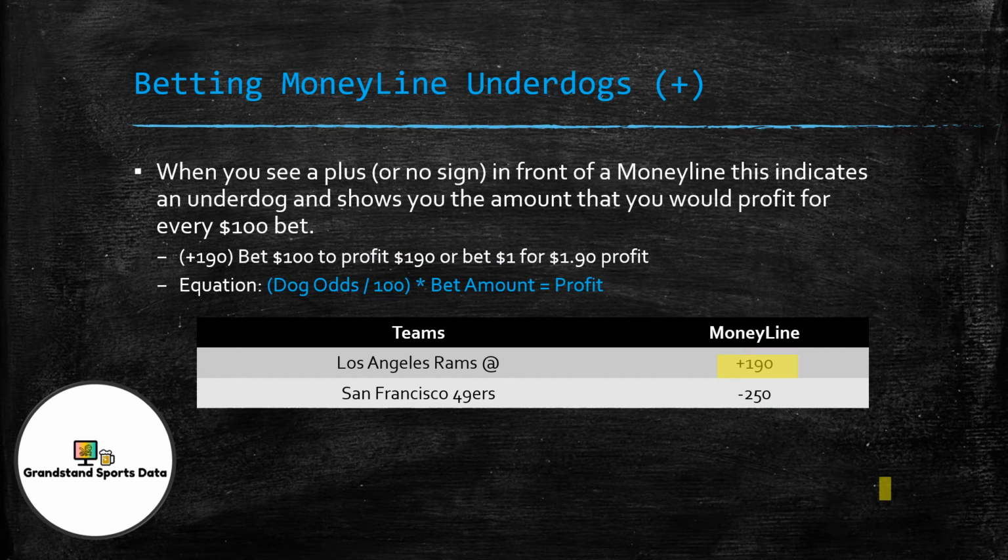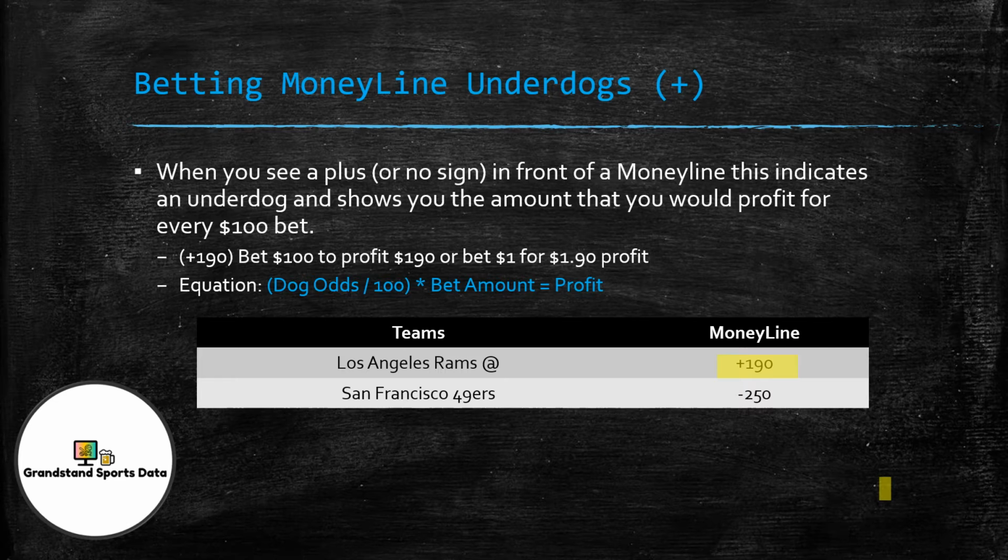Next is betting moneyline underdogs, and you will see a positive sign with them. When you see a plus or no sign at all in front of a money line, this indicates an underdog and shows you the amount that you would profit for every $100 bet. So if you look below, same instance, Los Angeles Rams at San Francisco 49ers. Los Angeles Rams are the plus 190. They are the underdog.